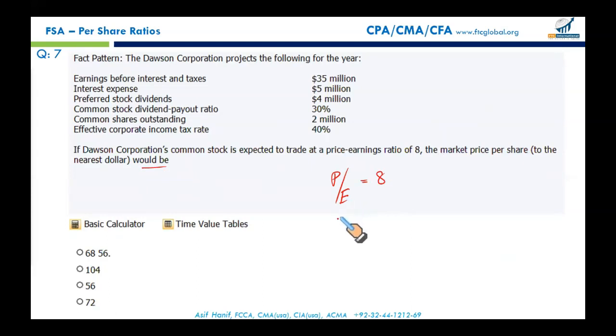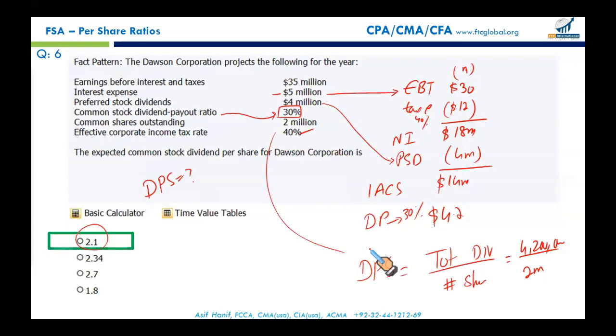Okay, we know price earning ratio is basically the market price per share over earning per share. It's equal to 8. Do we have EPS? No. Do we have market price per share? No. Then how do we solve this question? Go back. We can calculate earning per share from this given information.